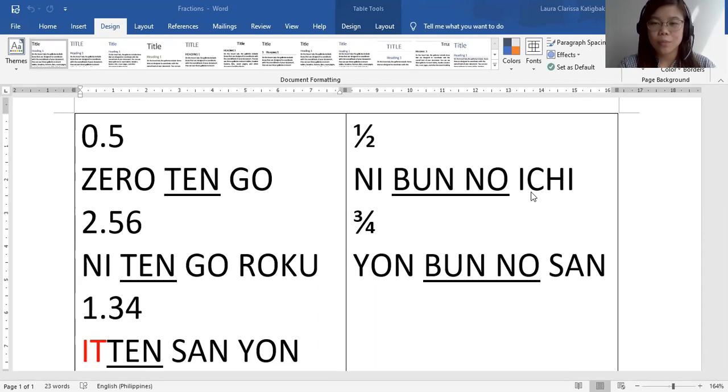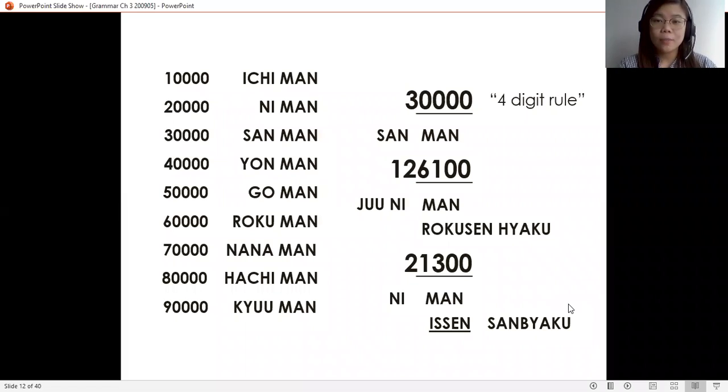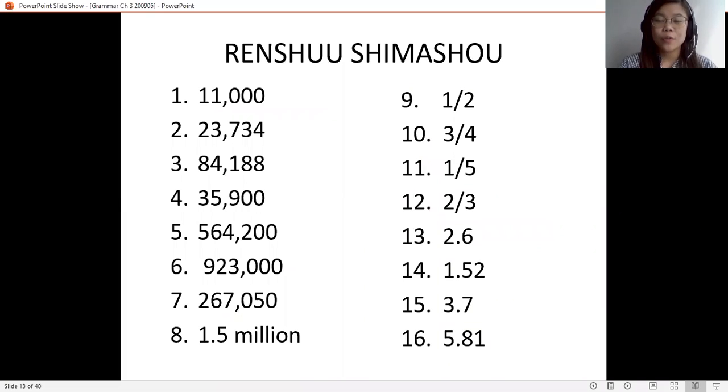Okay, so one more example for the fraction. We have 3/4. So again, following the same rule, we start first with the number under the slash or the denominator. You have 4, so yon, slash bunno, the number on top, san. Okay, so that's just to let you guys know about the fractions and decimals, but that will not be included in the JLPT N5. Okay, so let's go back to our 10,000s and let's try to practice based on what we've learned. So for this one, since it's quite long, I'll give you guys time again to prepare your answers and then we'll answer these in class.